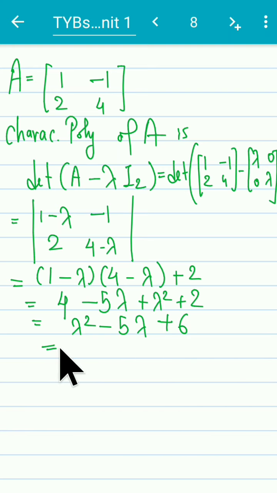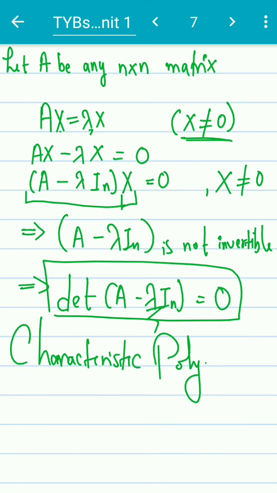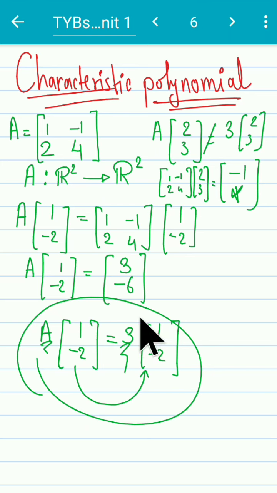Now, how can you simplify this? This is really trivial, right? So it is (lambda minus 3) and (lambda minus 2). Correct? So if you observe, I have used the matrix, and by using this concept I have solved the characteristic polynomial and found this 3.